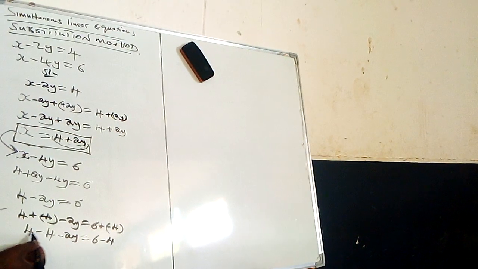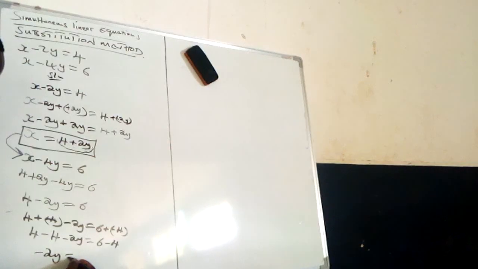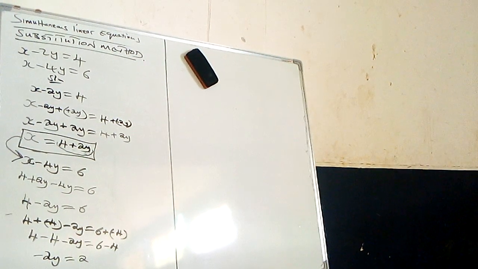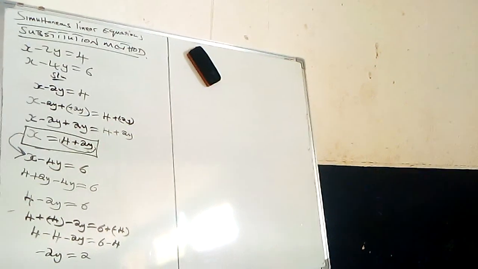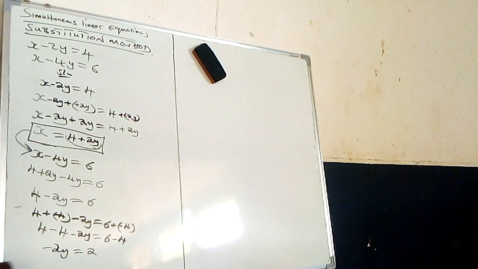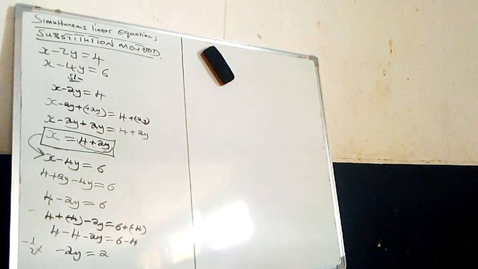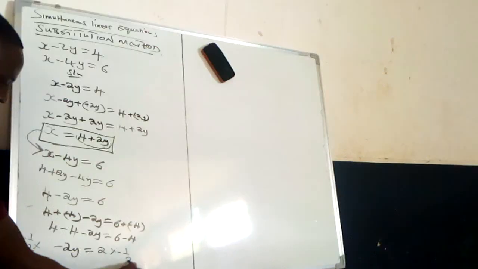Then here we know 4 take away 4 is 0. So we have minus 2y giving us positive 2, right? Great. Now remember, here we're going to use the multiplicative inverse of minus 2, which we know is minus 1 over 2, right? Now remember, you do this on both sides of this particular equation.